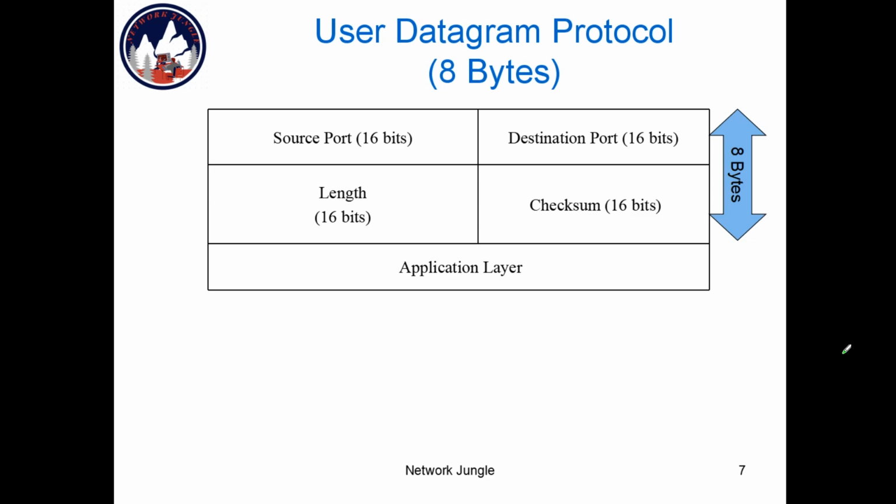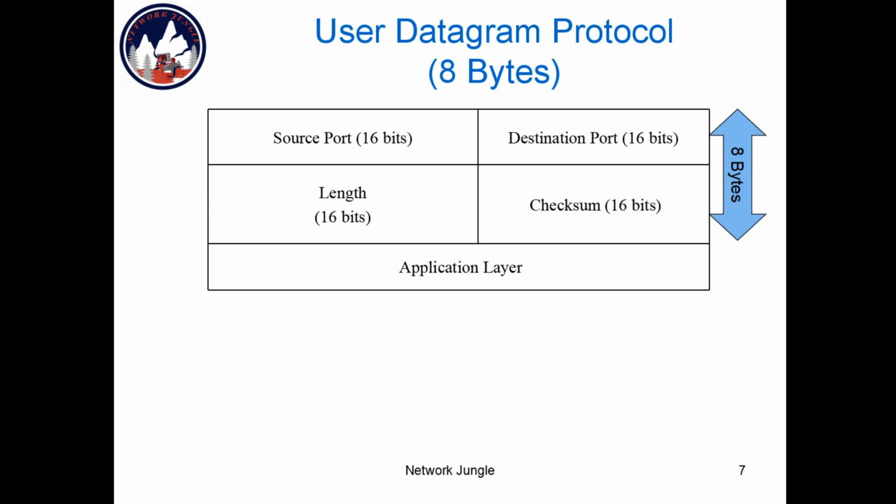The source port is 16 bit. It identifies who is the sender. Then the destination port identifies the destination application based on the port number. Then length, which is 16 bit, indicates the length of the header and data also. And finally the checksum, which we already know, is mainly used for error checking of the header and data.